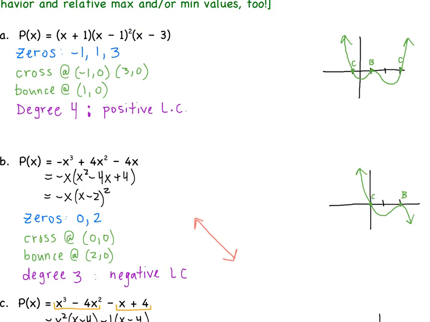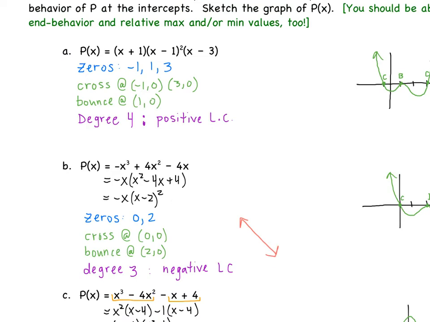Okay, so taking a look at the right, we know we cross at the point (0, 0), and we bounce at the point (2, 0). I know I'm going to be far left and up. I come back, I cross, I go back up to bounce off of (2, 0), and I end up pointing down to the right. See if you can try example C.